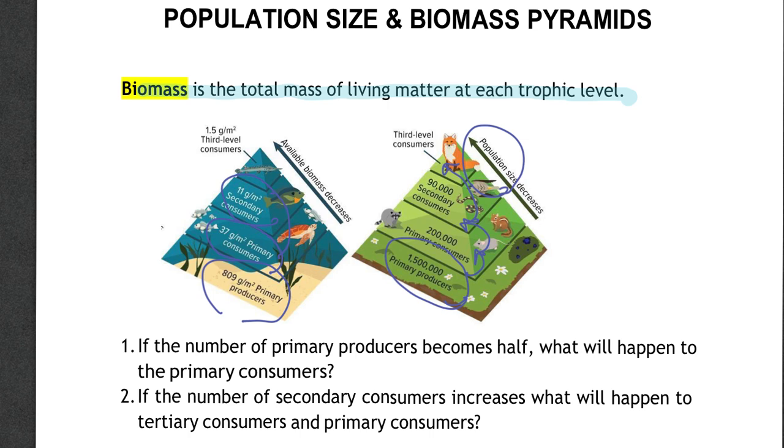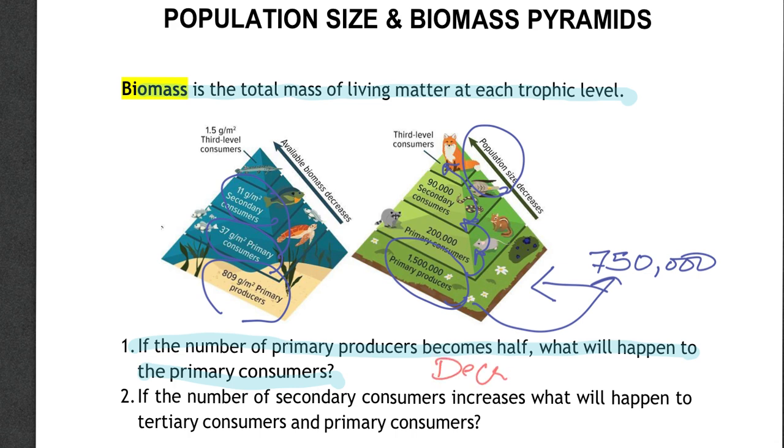Usually the questions that come in the exams are like this. For example, if the number of the primary producers becomes half, what will happen to the primary consumers? For this one you have to analyze the population pyramid. So if the primary producers become half, what's going to happen to the primary consumers? Pause the video and give the answer. Yes, you are right. They are going to decrease.